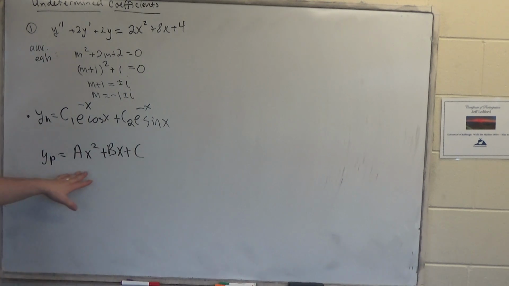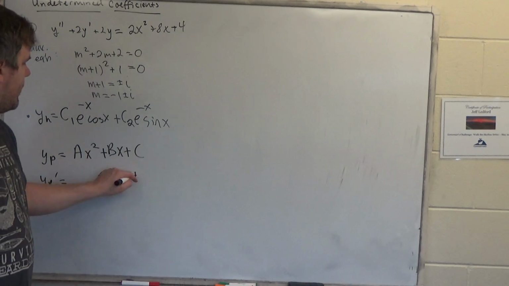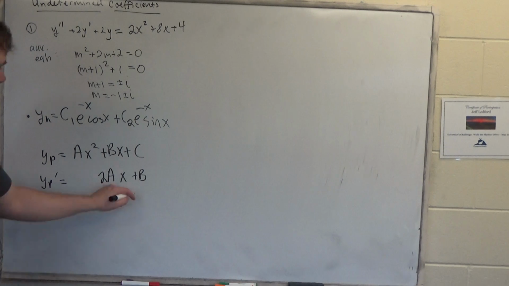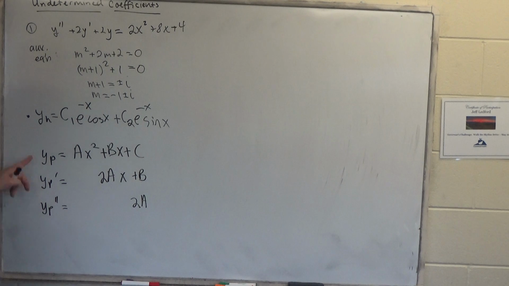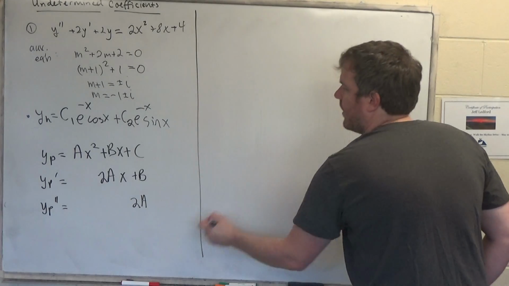Well, what I'm going to do is plug this back into our differential equation. So I need to take some derivatives and then just ultimately plug it back in. Okay, so now I have my derivatives for y sub p. I'm going to plug them into the differential equation and set it equal to what I'm supposed to get, so that I can get a system of equations for a, b, and c.